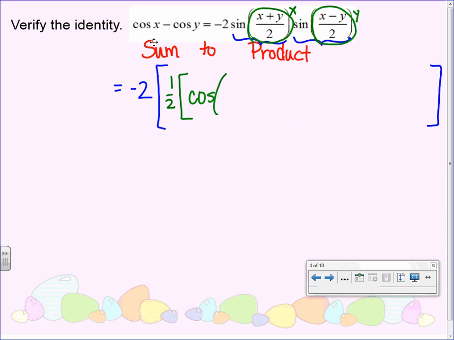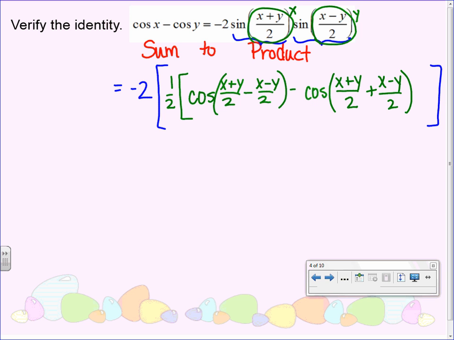Subtracting the angles, right now I'm just going to keep them as they are, x plus y over 2 minus x minus y over 2. Okay? Minus cosine, and now I'm going to add my angles together. x plus y over 2 plus x minus y over 2.